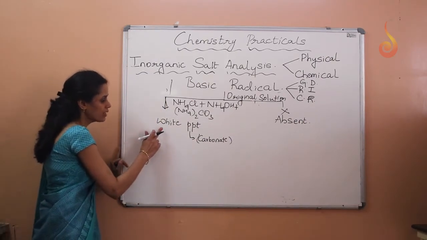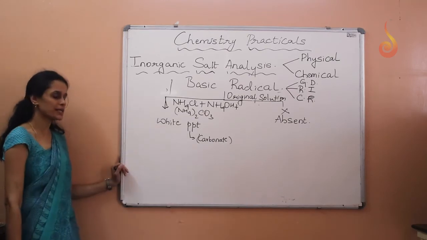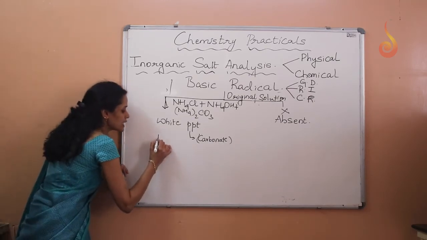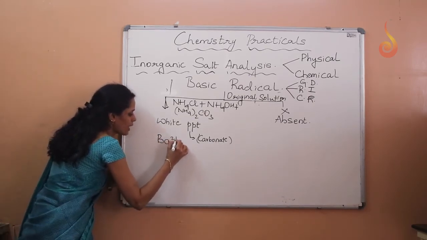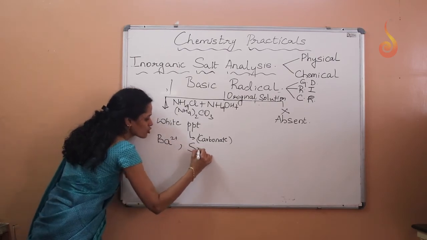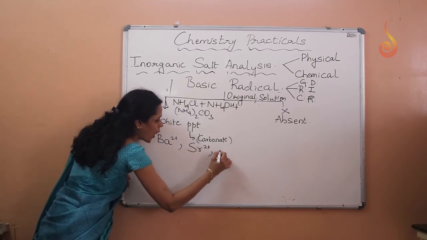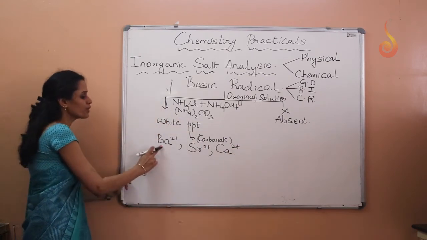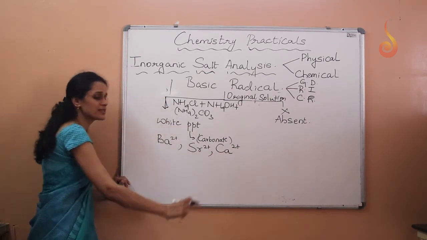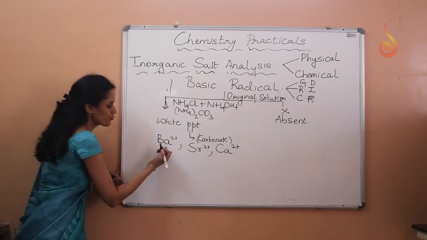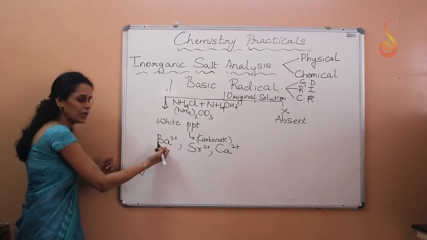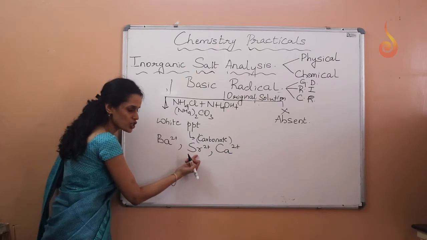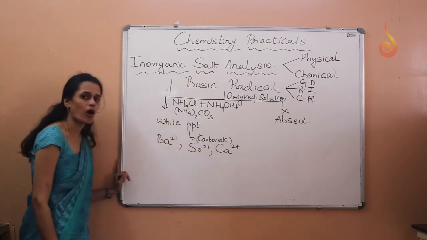Now, if we get a white color precipitate, then it may be barium ion, strontium ion, or calcium ion. We have to follow the same order. So first we should check barium, then strontium, then calcium.